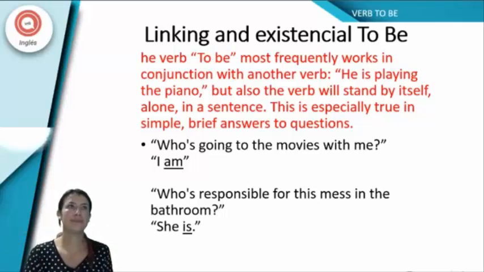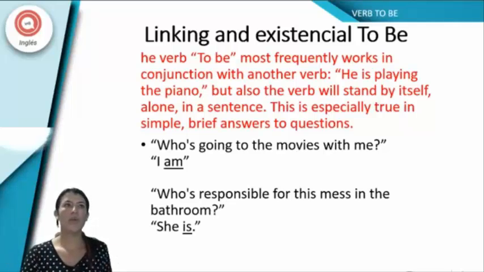Yes? This is especially true in simple, brief answers to questions. For example, who is going to the movies with me? I am. Yes? You don't need to put going. I am going, so that the sentence is understood. You just need to respond, I am. And verb to be will stand alone with no problem. And the sentence will be understood without any problems.